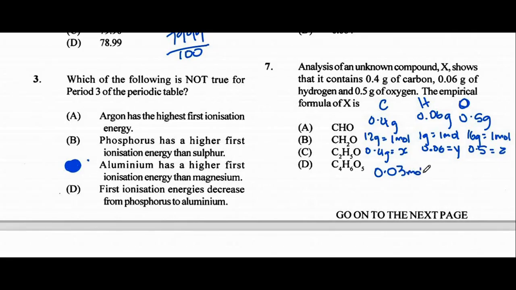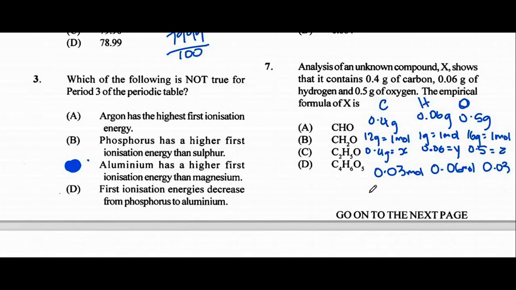And the same thing here, 1y is equal to 0.06, and this will lead us to having y being equal to 0.06 moles. And here we have 16z being equal to 0.5. So 0.5 over 16 is equal to 0.03, and that would be in moles as well.